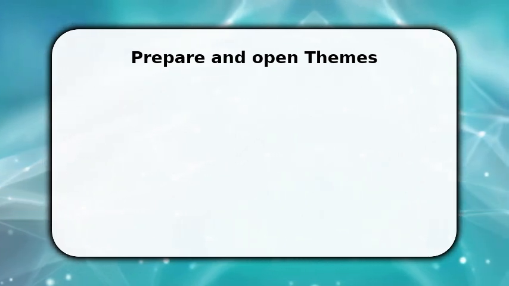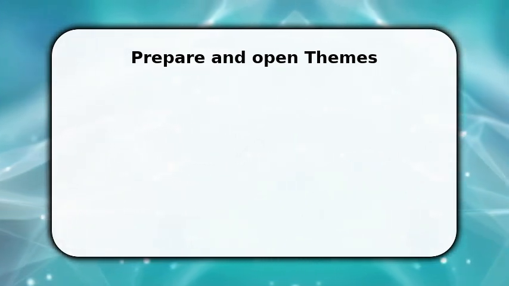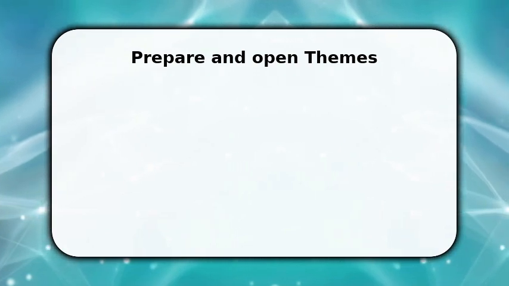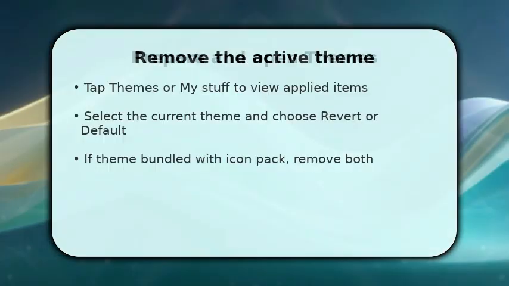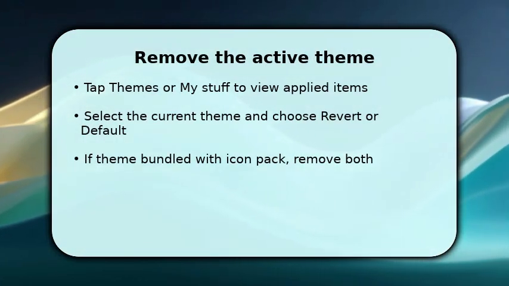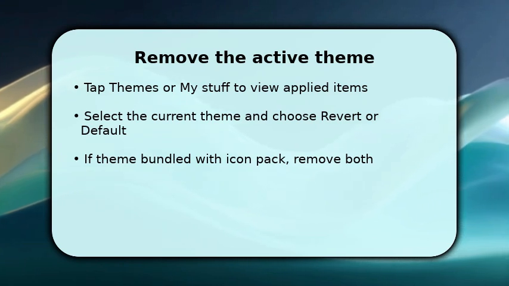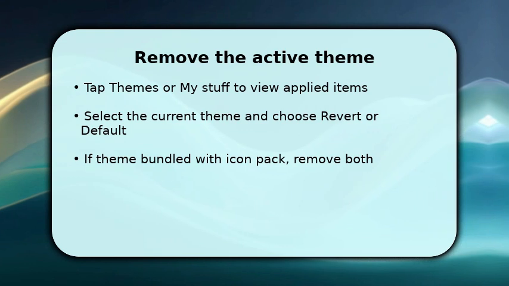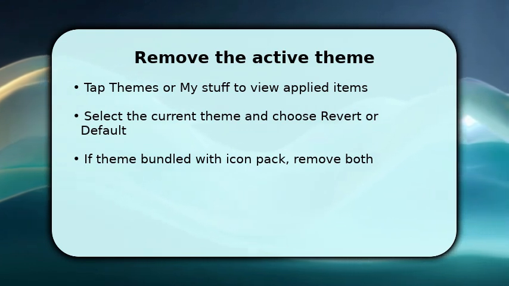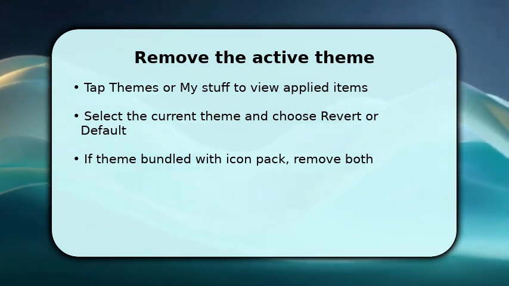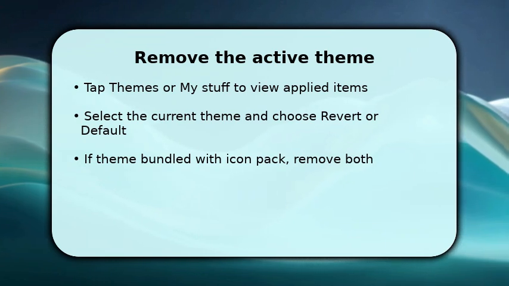That's where you'll remove the unwanted theme. Make sure you have no important home screen shortcuts pending. You now remove the active theme. Open Themes or My Stuff and locate the theme flagged as applied. Tap it, then choose Revert, Remove, or Apply Default to restore the system look. This clears wallpapers, icons, and accent colors that the theme changed.